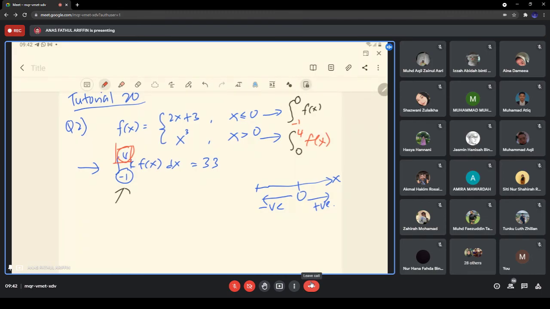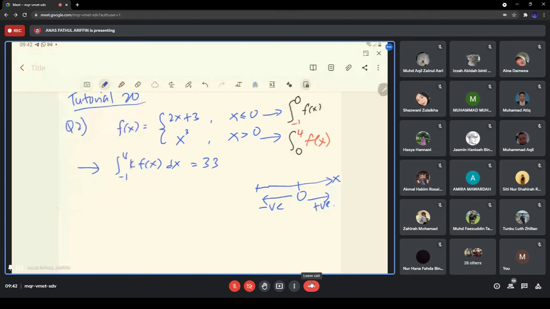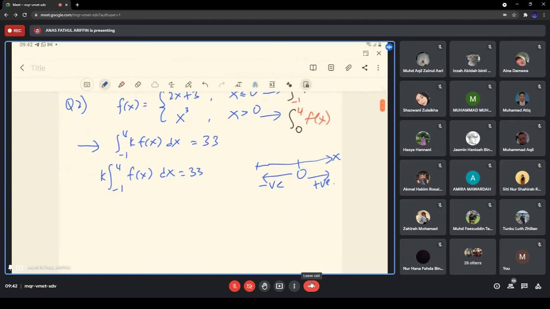Okay, so now kita dah clear dah kita punya piecewise functions. Bila kita dah clear, first kita pakai property number 5, yang kita keluarkan constants. Kita tengok dalam buku tu. So from here we get 4 integrate -1 to 4 f(x) dx equivalent to 33. Ini just keluarkan, bukan 4, x, k. Okay, k times x.